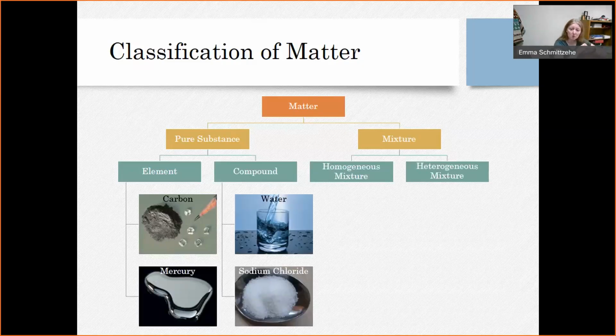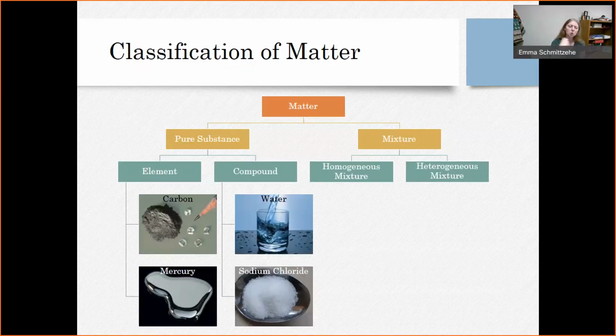And then compounds, we can have things like water, that's a compound, or sodium chloride, that's a compound, okay? Those have a constant chemical composition throughout. They're just more complicated than elements. So water is made up of H2O molecules. And so of hydrogen and oxygen, each individual molecule contains 2 hydrogen atoms and 1 oxygen atom.